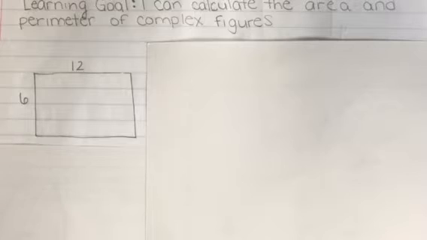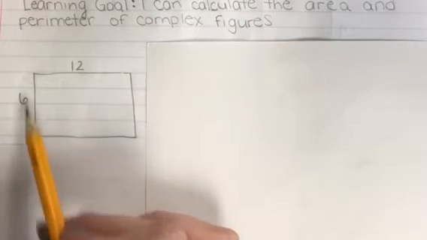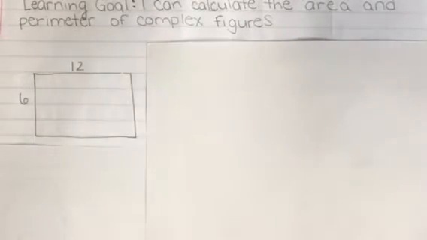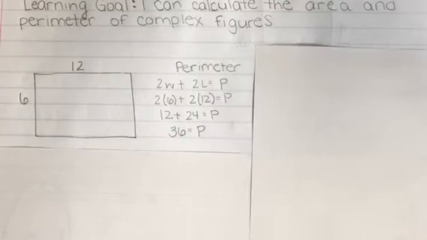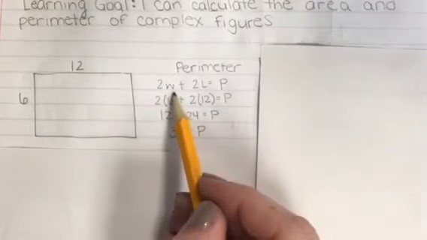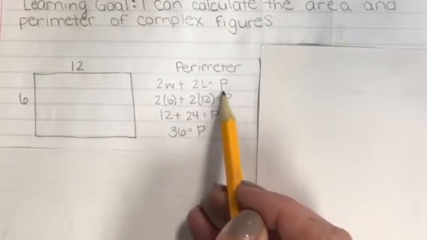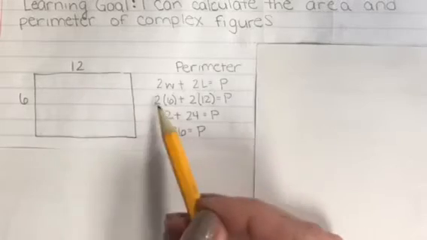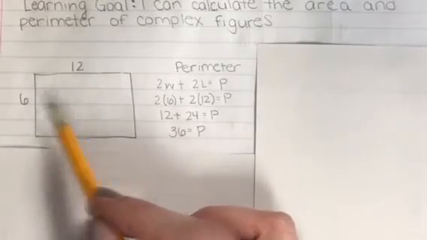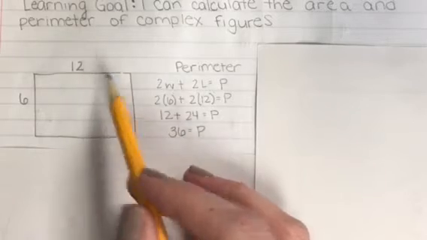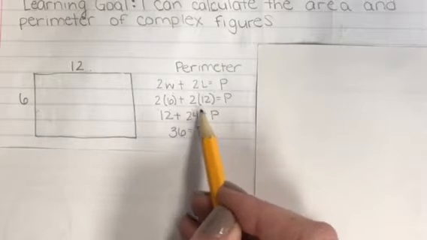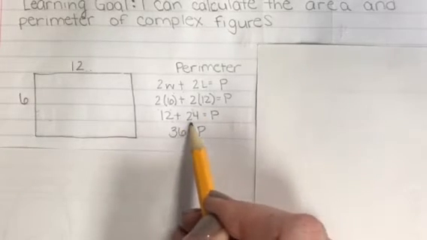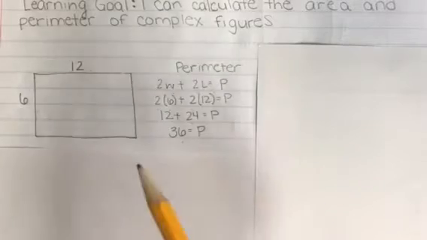All right, so we have already practiced finding the area and perimeter of easy regular shapes, which are just our four-sided rectangles or squares. If this is our shape and it's got one side that's 6 and one side that's 12, we would find the perimeter by saying 2 times the width plus 2 times the length equals perimeter. So in this case, it would be 2 times 6, which is our width, plus 2 times 12, which is our length, equals the perimeter. Well, 2 times 6 is 12, 2 times 12 is 24, 12 plus 24 is 36.